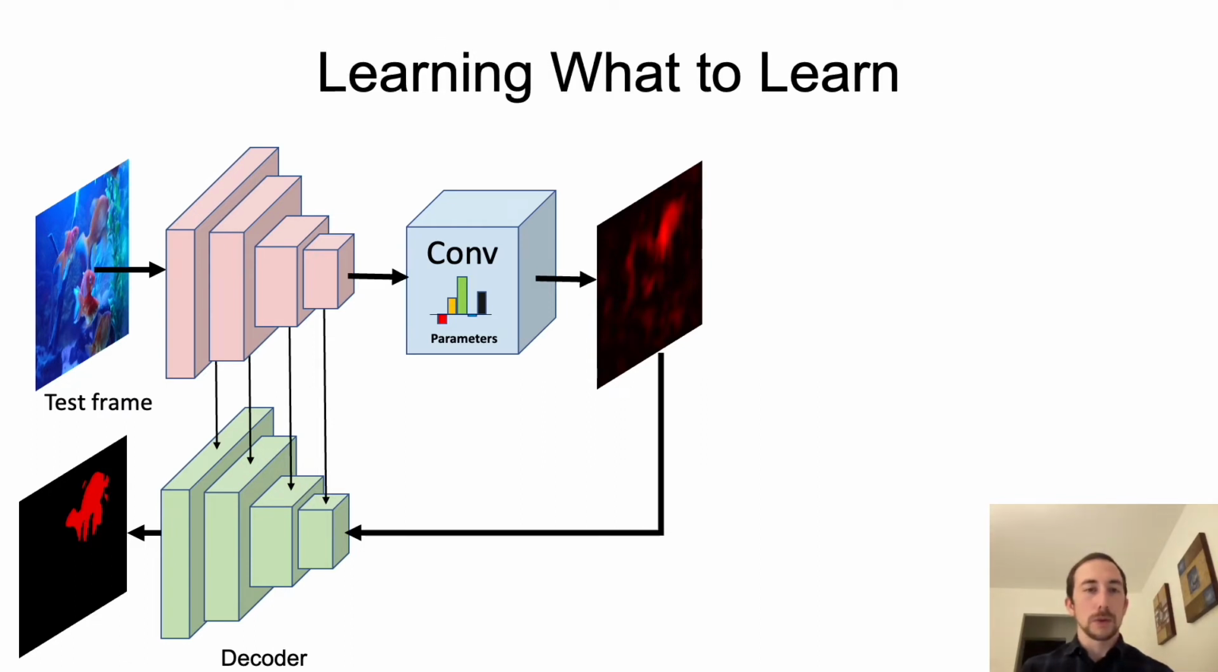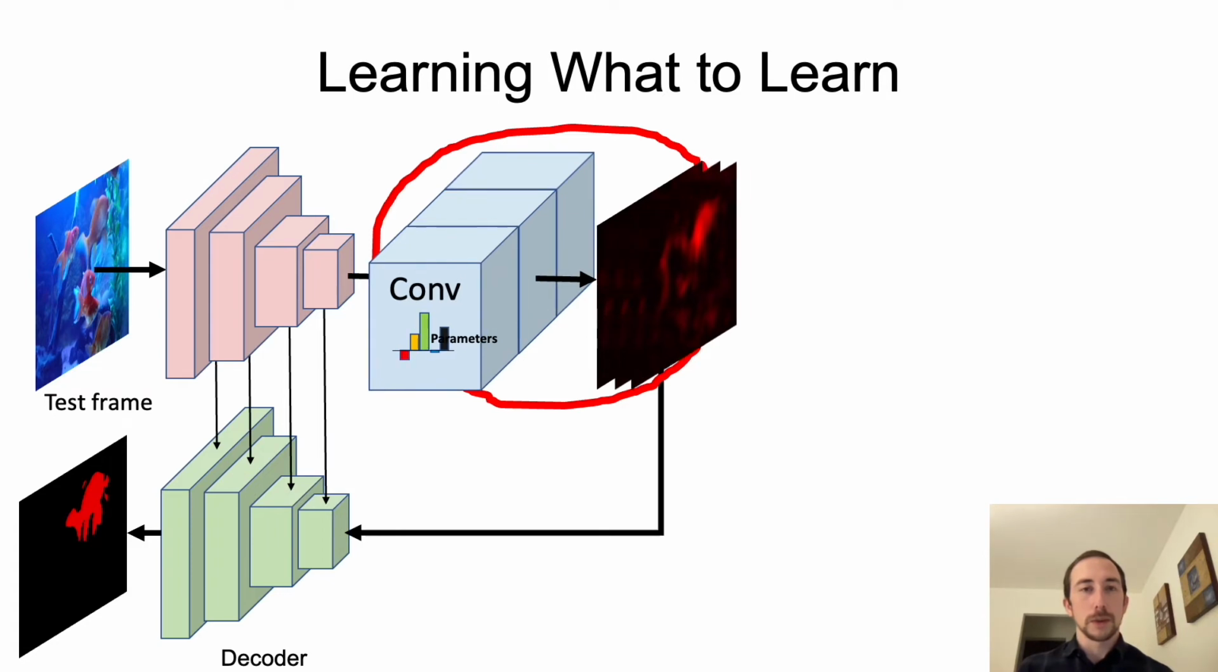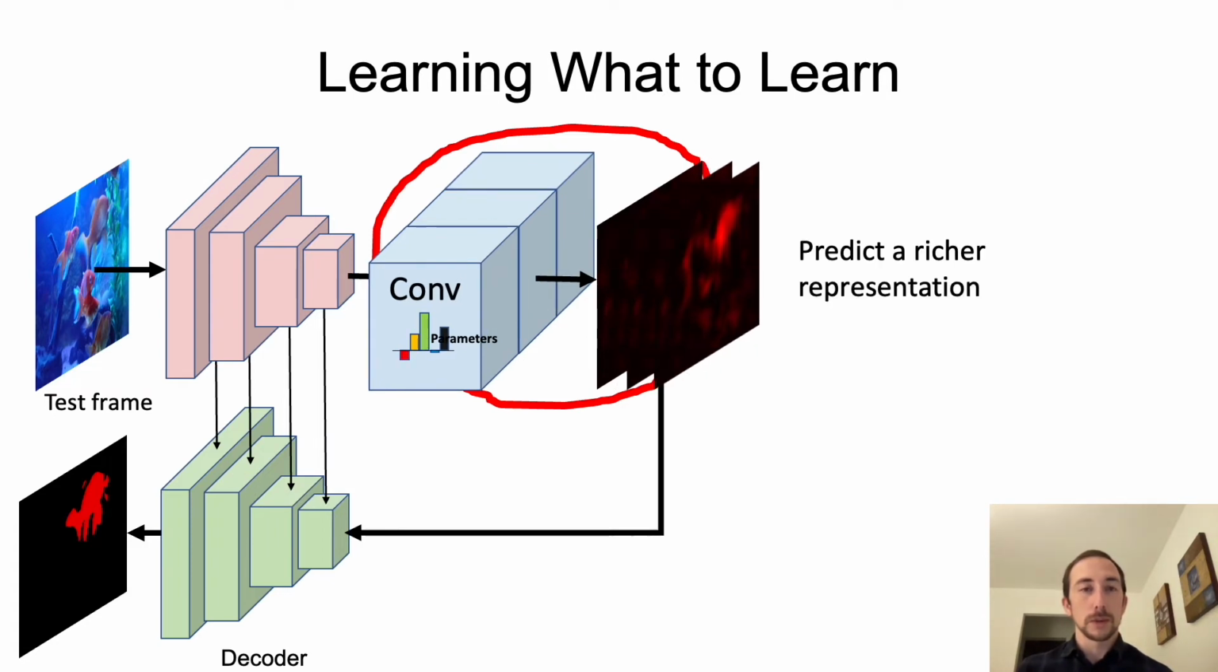So note that our convolution layer here now in fact is an internal network module. This means that we are not constrained to a single channel output. So why not learn several convolution filters that produce a multi-channel output that encodes the final segmentation mask?